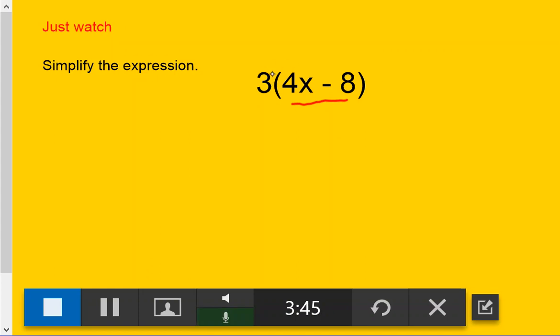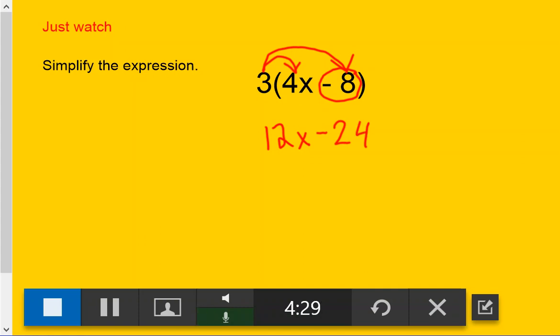Okay, so using the distributive property allows us to separate the 2 numbers inside the parentheses. So when we use the distributive property, the number that's outside the parentheses, we're going to distribute it to both numbers inside the parentheses. And remember, when we're distributing to each number, it goes with its sign. So in this situation we would have 3 times 4x, and that would give us 12x. And then we have 3 times negative 8, and 3 times negative 8 would give us negative 24.